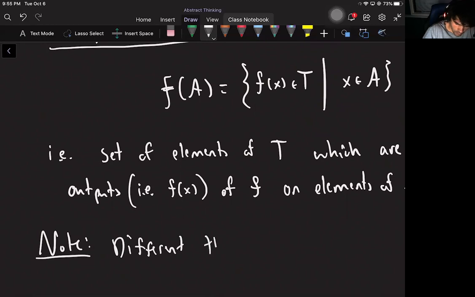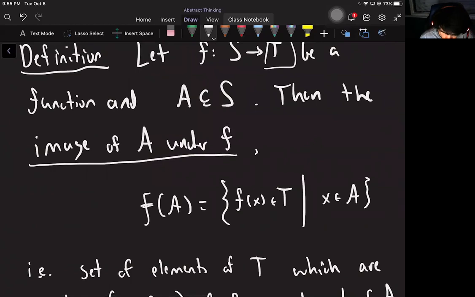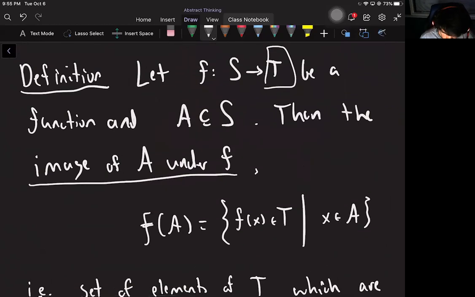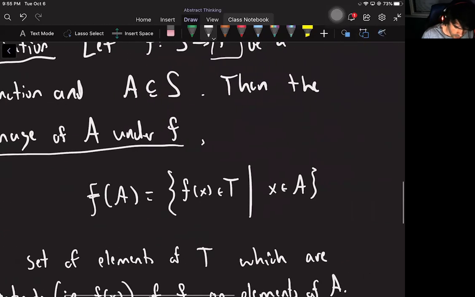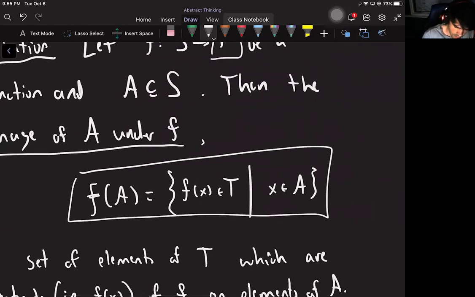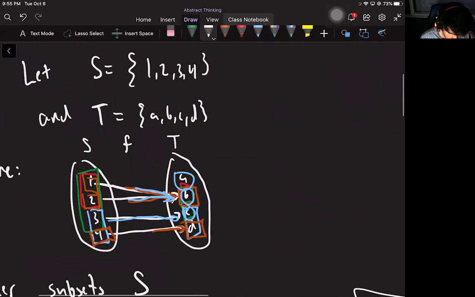Different than the image of f, which is the set of all outputs that you can get. This is just the set of outputs when you only limit yourself to certain inputs in the subset A. So let's think about this definition in the context of the examples we just did here.